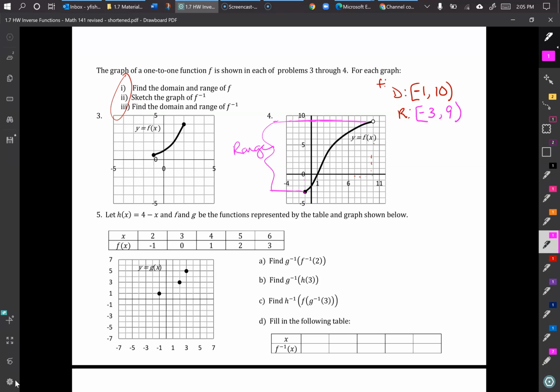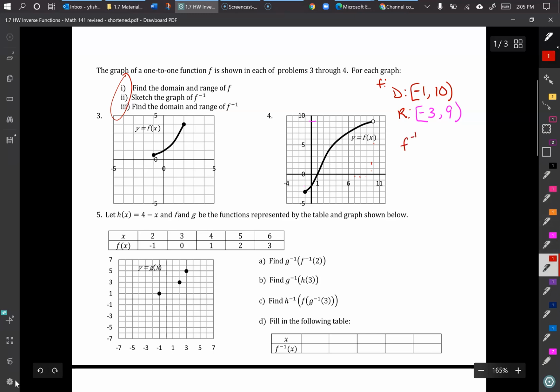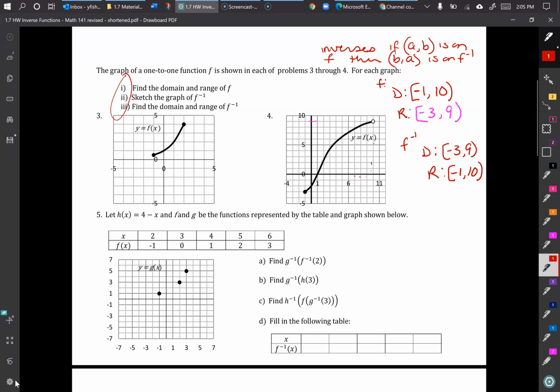So for my inverse, without even plotting it, I should know that it's going to flip-flop. So for f inverse, my domain will be -3 to 9, and my range will be -1 to 10, because the whole thing with inverses is if (a, b) is on f, then (b, a) is on f inverse. So that means my x and y's switch.